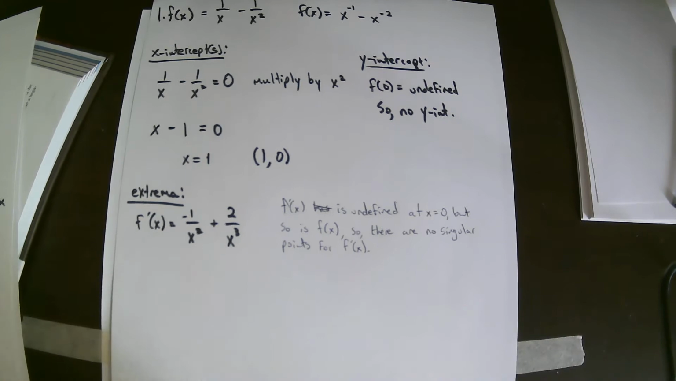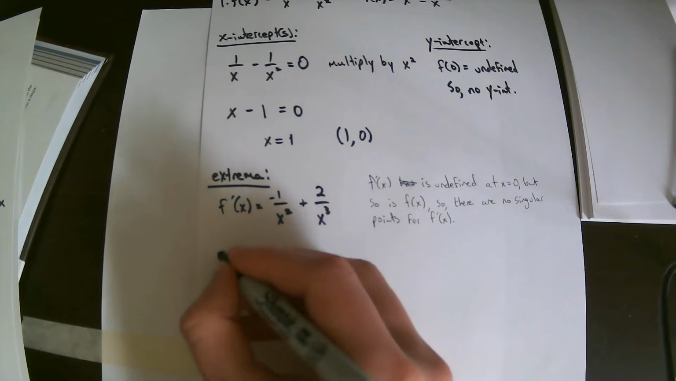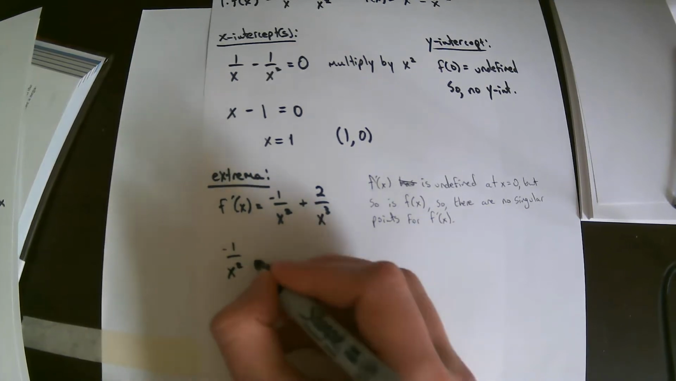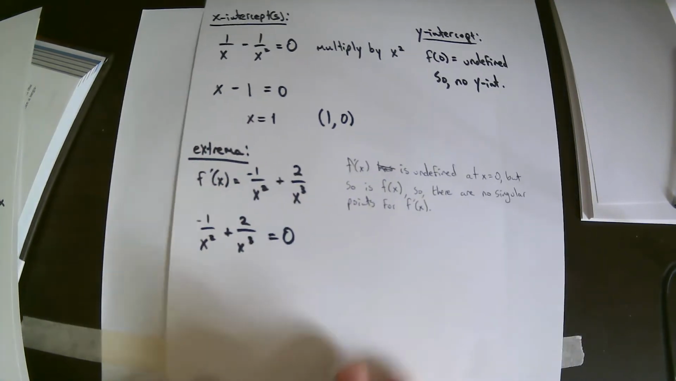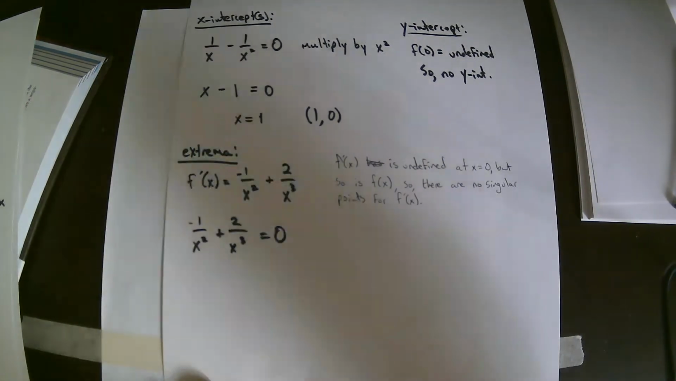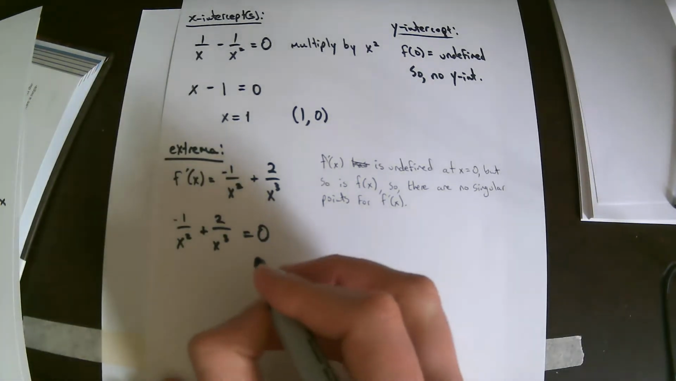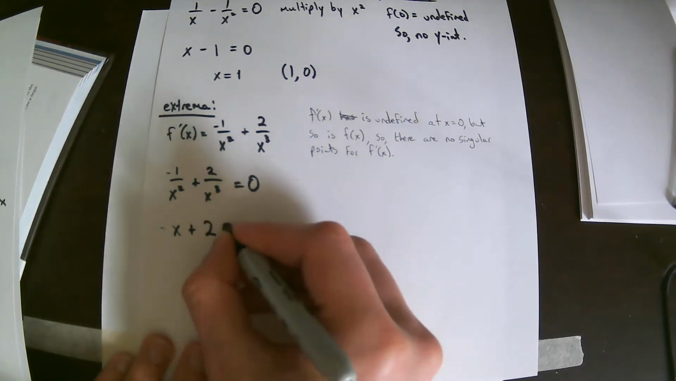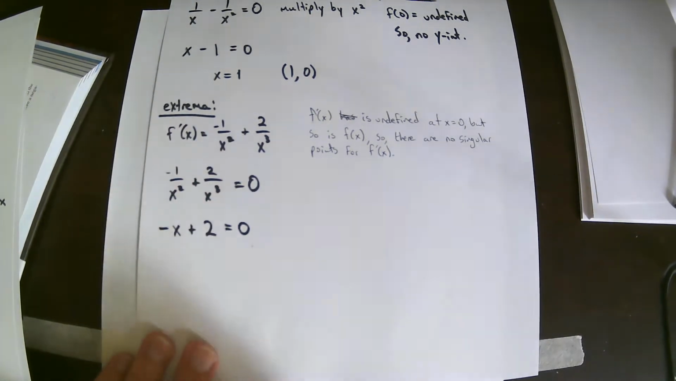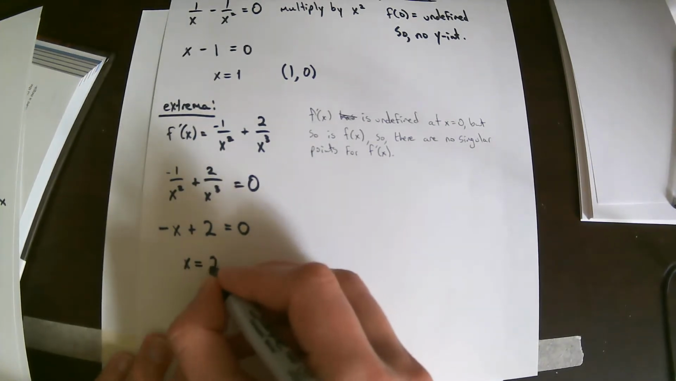Alright. Now, what about where this is 0? Because surely this can be 0 somewhere. So let's see what we get from that. I'm going to use a similar technique here. I'm going to multiply by x cubed on both sides to get negative x plus 2 is equal to 0. And then that's going to give me x is 2.